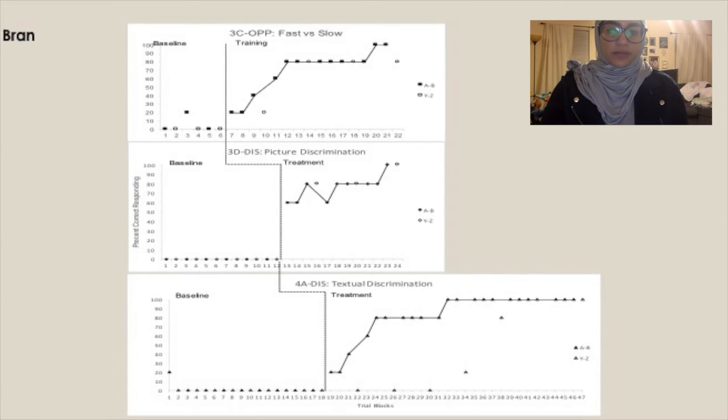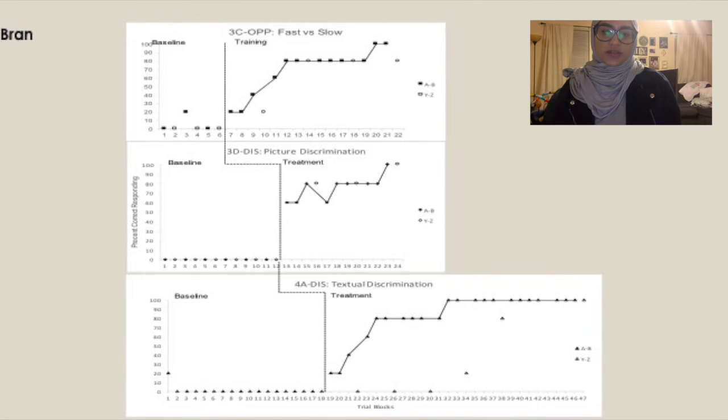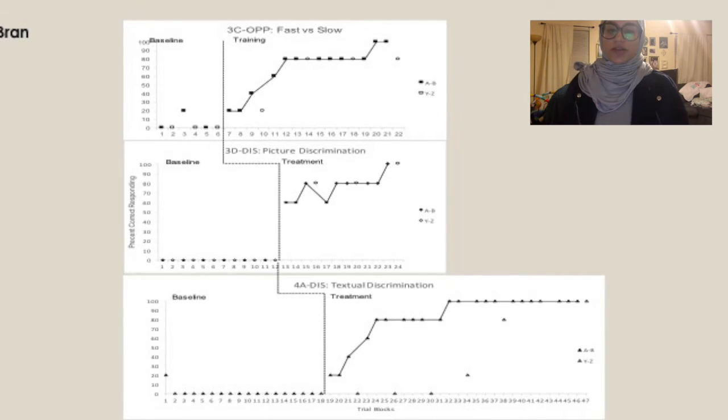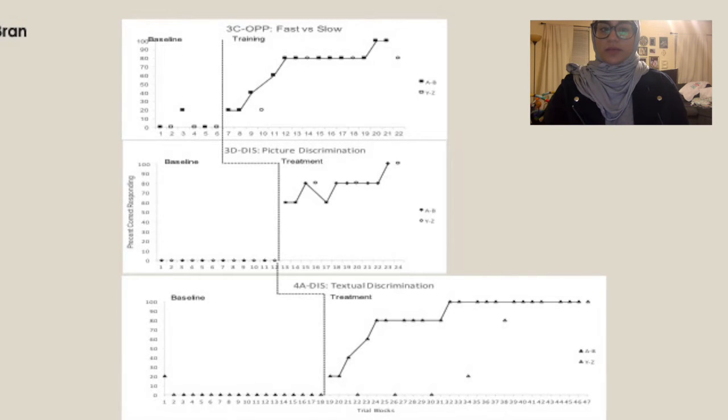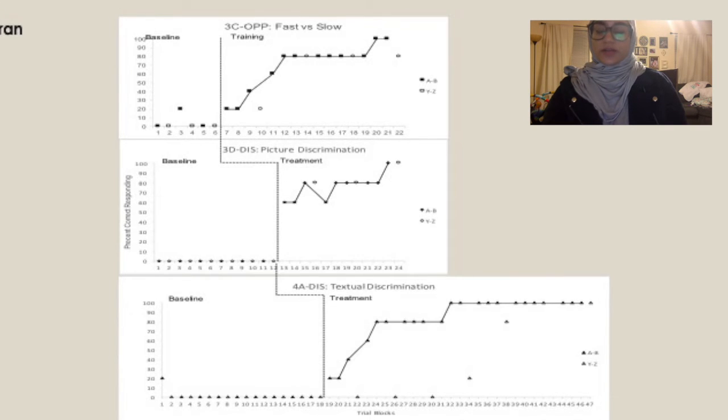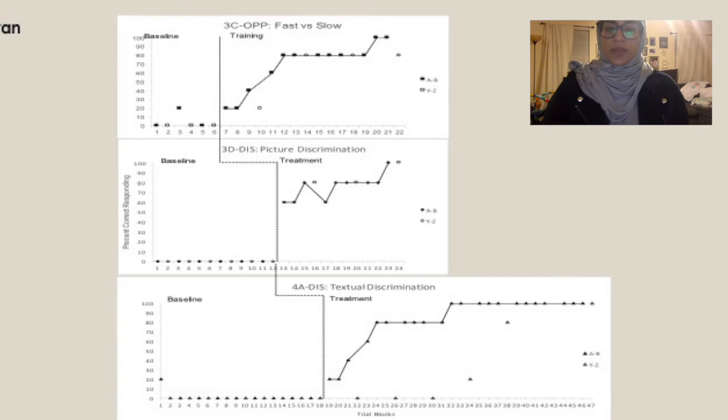The last program was 4A, distinction, textual discrimination. Here, the training trials are represented by the filled-in rectangle or triangle, and the test trials are represented by the open triangles. During baseline, his performance was between 0 and 20% correct responding. He only got 20% correct responding on the first trial block, and then it was consistently 0% correct responding.